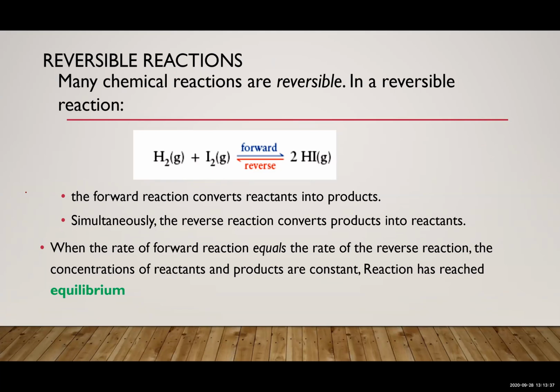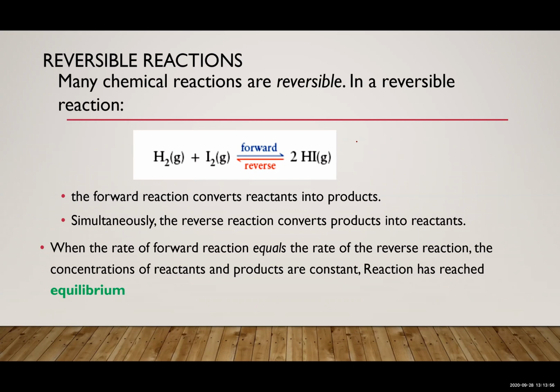So many chemical reactions are reversible. For example, in this case, hydrogen plus iodine. In the forward direction, it gives me hydrogen iodide. In the reverse reaction, hydrogen iodide will break apart to give me hydrogen and iodine back.